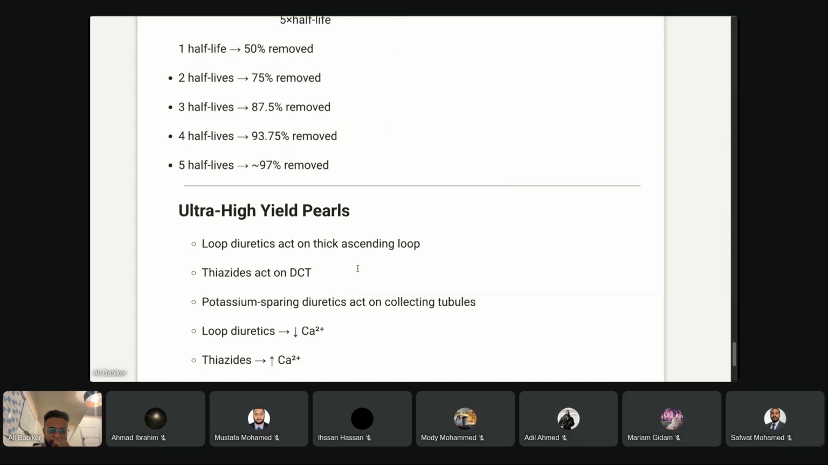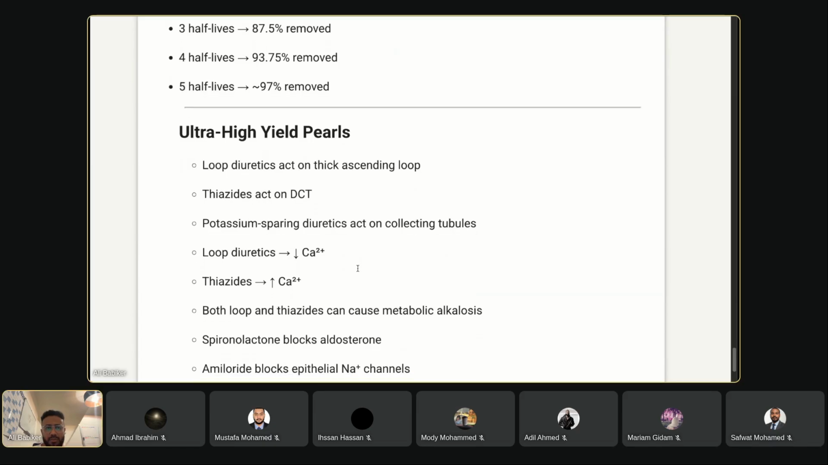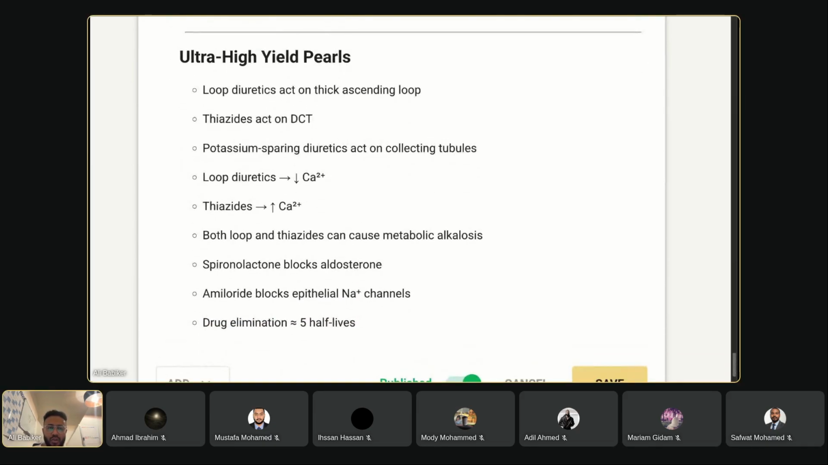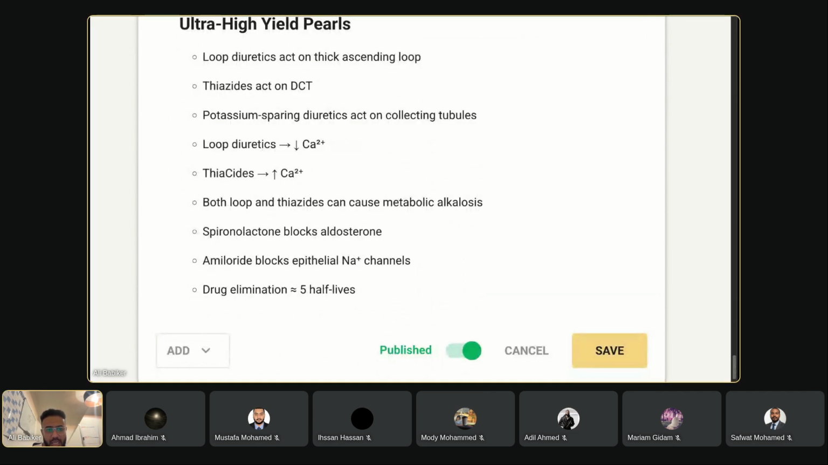Do you understand? Okay. Ultra high yield, if your exam is tomorrow. Loop diuretics act on the thick ascending loop. Thiazides act on the distal convoluted tubules. Potassium-sparing diuretics act on the collecting tubules. Loop diuretics lead to hypocalcemia. Thiazides lead to hypercalcemia. And how can you remember this one? I just changed the T to C in thiazides. Both loop and thiazide can cause metabolic alkalosis. Spironolactone blocks aldosterone. Amiloride blocks the epithelial sodium channel. Drug elimination, 5 half-lives.